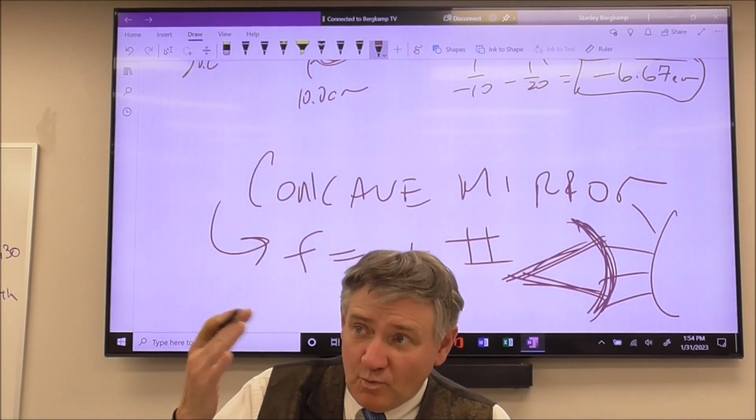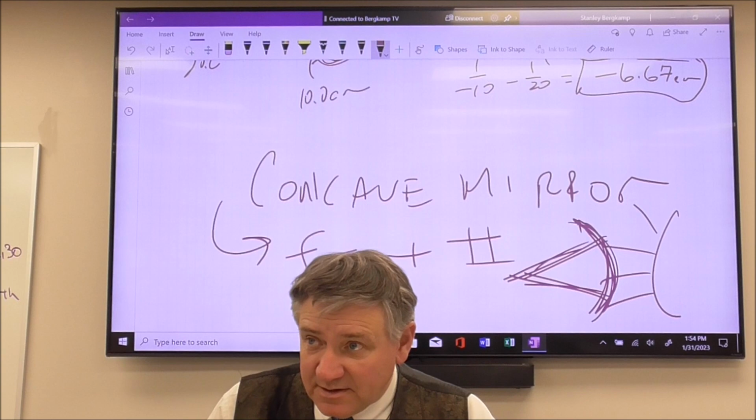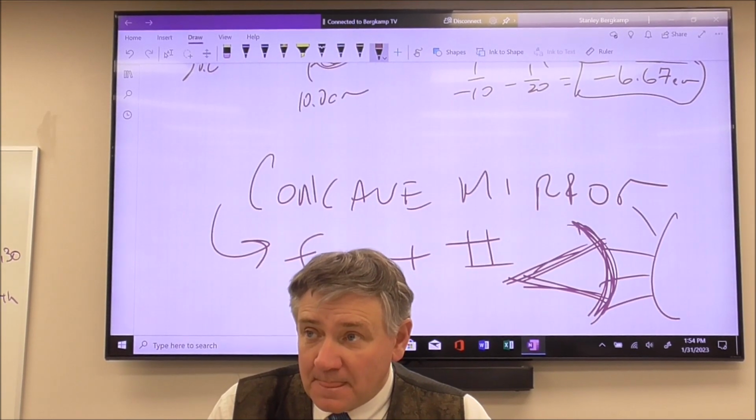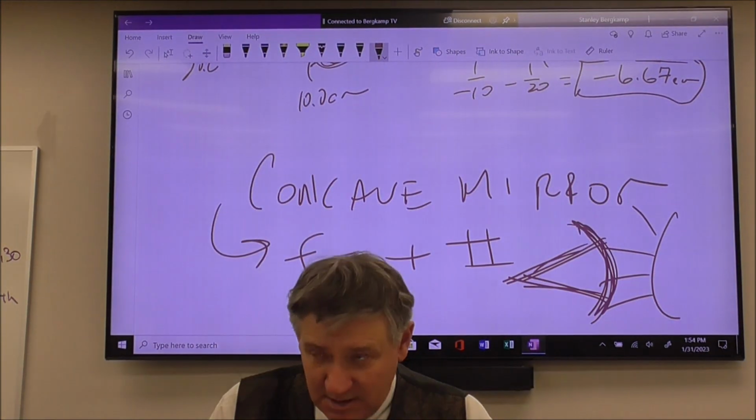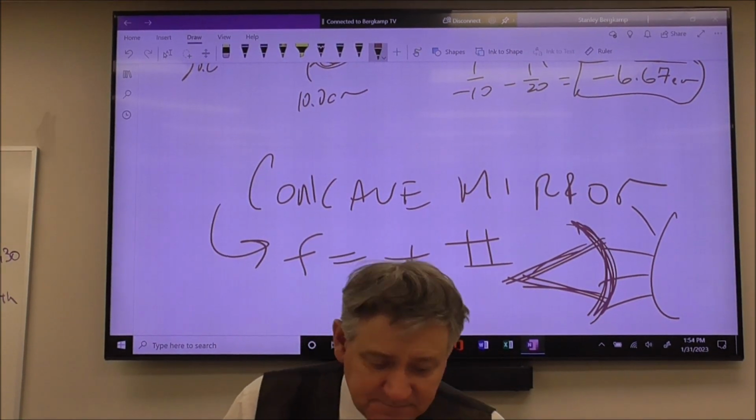Okay. Are glasses convex then? It depends upon whether you're nearsighted or farsighted, because some glasses can do that too. Yes, but it's a lens, so it has to be a convex lens. Right? Okay.